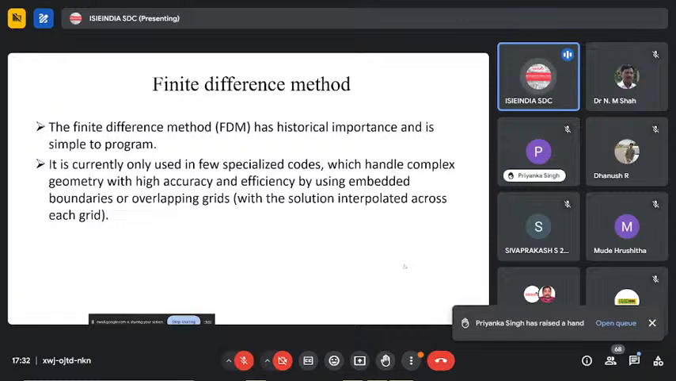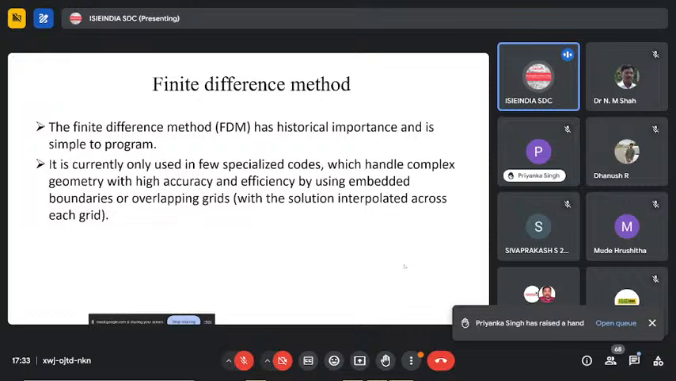The finite difference method has historical significance in computational fluid dynamics, due to its simplicity and ease of programming. How does it work? It approximates the derivatives in the governing equation using differences between neighboring grid points. This method is straightforward, and in the early development of CFD it was used very widely. FDM is one of the first, we can say the first, numerical methods developed for solving partial differential equations in fluid dynamics.